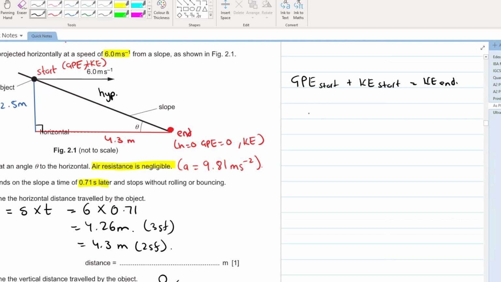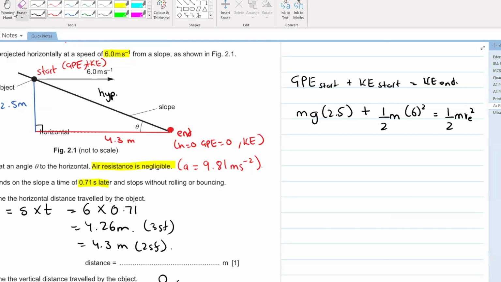Now let's write the formulas. What is the gravitational potential energy at the start? Mass into g into height 2.5, plus the kinetic energy at start, 1 upon 2 into m into the velocity at the start, that is 6 cos square. What will be the kinetic energy at the end? 1 upon 2 m into the velocity at the end square, that we want to calculate.